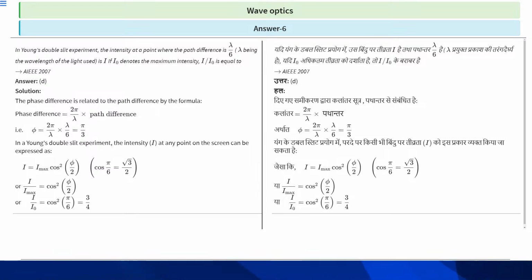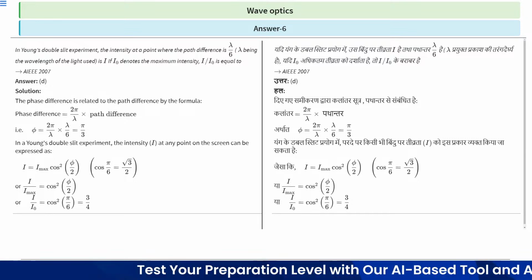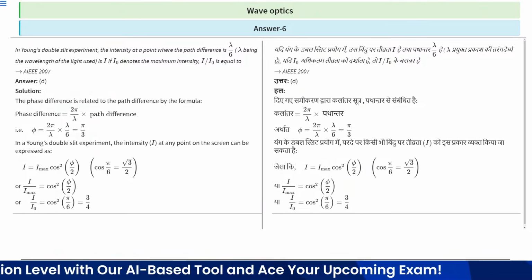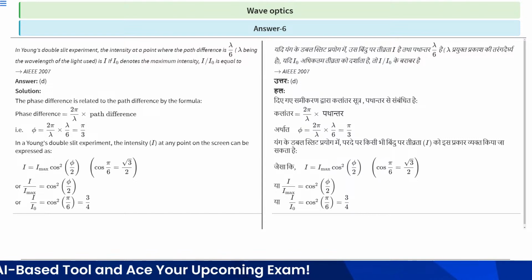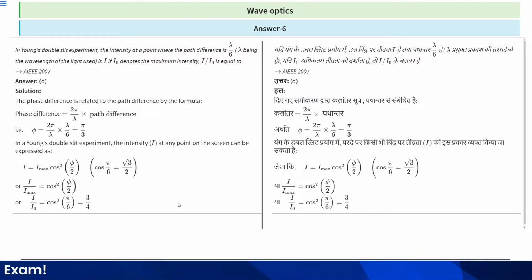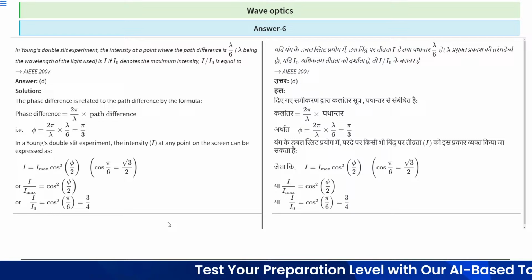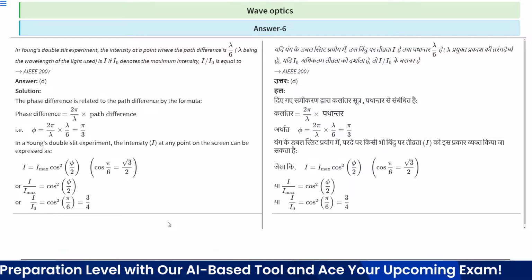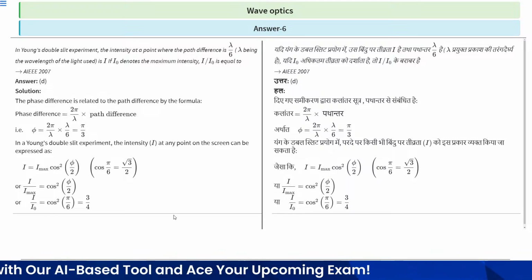I divided by I max is equal to cos square phi by 2. We know I max is equal to I naught. So cos square of phi by 2, where phi is pi by 3, so pi by 6. And we know cos pi by 6 is equal to root 3 by 2. After squaring, root 3 by 2 becomes 3 by 4. So I divided by I naught is equal to 3 by 4. So the correct option is option D.